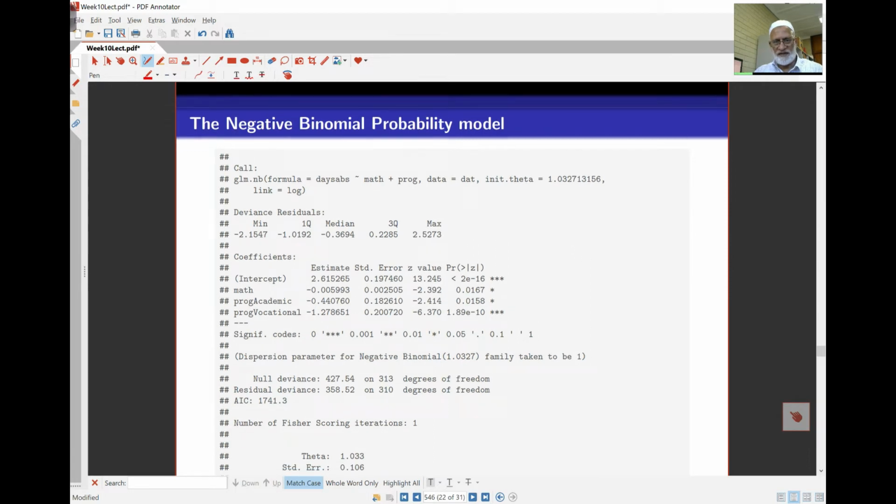Now the output here is given. We've got significant differences between the programs, and also for the math score. And further, if you look at the negative binomial dispersion parameter, it's bigger than 1. The one thing you notice here, as we saw earlier in the lectures, is that the residual deviance and the degrees of freedom must be about the same. If you look at the ratio of the residual deviance to the degrees of freedom, that should be close to 1.